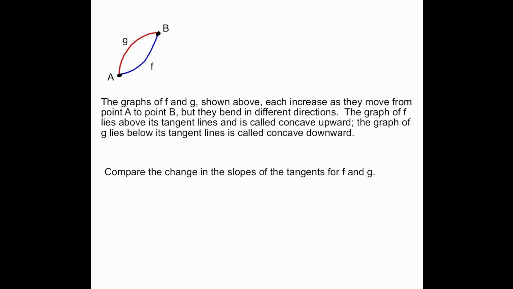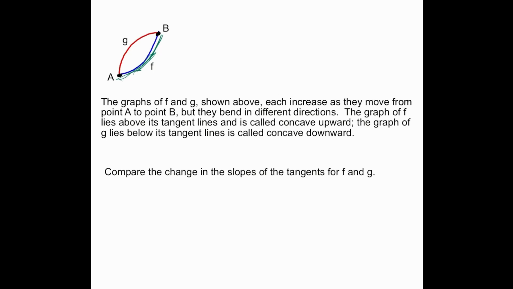Here are graphs for two functions f and g. Each increases as they move from point A to point B. So as we're moving from point A to point B, both of these functions are increasing, but they're bending in different directions. Graph f lies above its tangent line. So if I were to draw tangents anywhere along here, we can see that the function f is above the tangent line. This is called concave upward, or it can hold the water, or it's the smiley face.